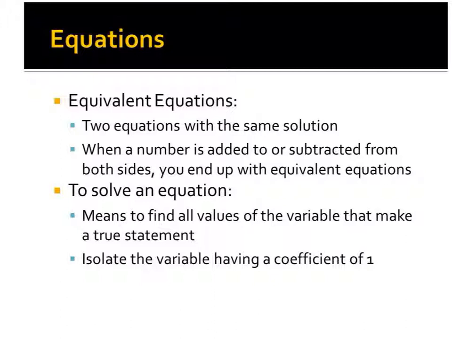Equivalent equations are two equations with the same solution. And so when you use one of these properties, add or subtract, you end up with an equivalent equation. So x plus 2 equals 3 and x equals 1 are equivalent equations. How I got from one to the other is I subtracted 2 from both sides, and that left me with x equals 1. So that told me this equation is equivalent to that equation. As long as you're following one of your properties, you're producing an equivalent equation.